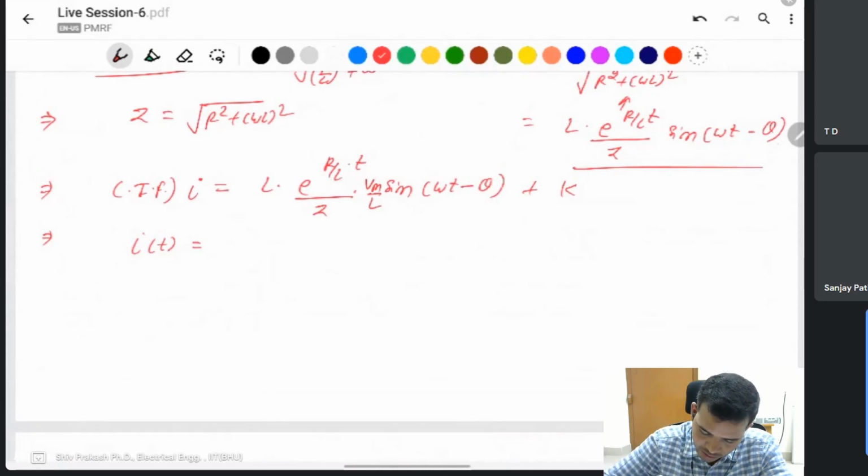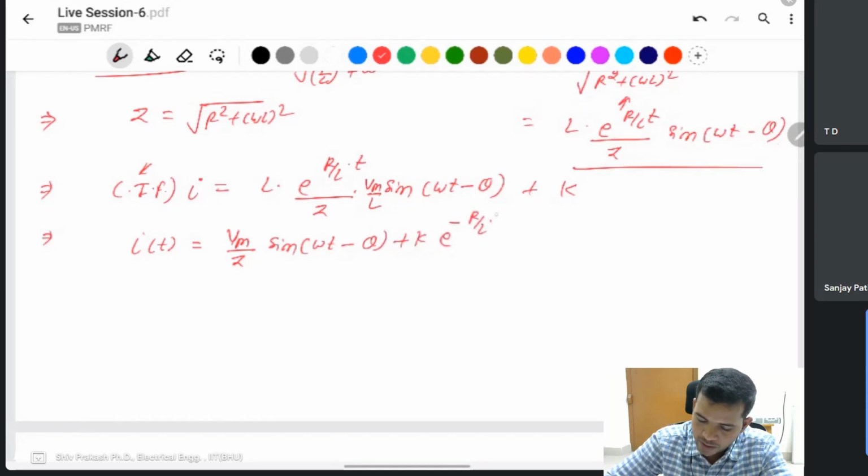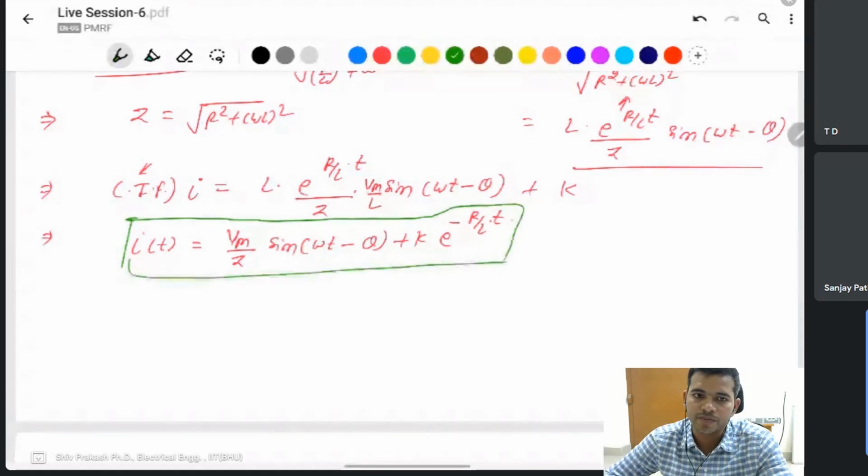Go to the multiplication of k e power. This one is cancelled out because the integrating factor is the same as e power r by L into t. And finally, we find Vm by Z sin omega t minus theta plus k into e power minus r by L into t. This one is the current expression, and the RL circuit is present.